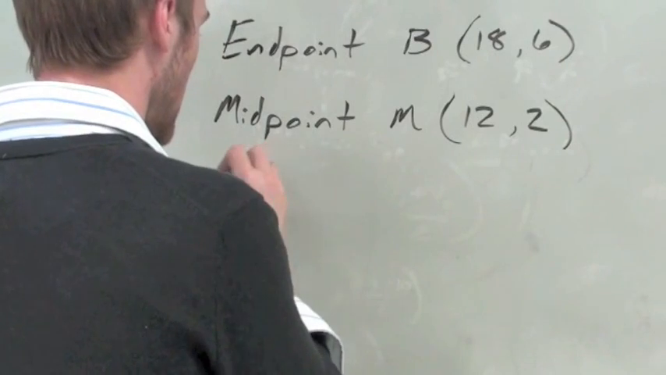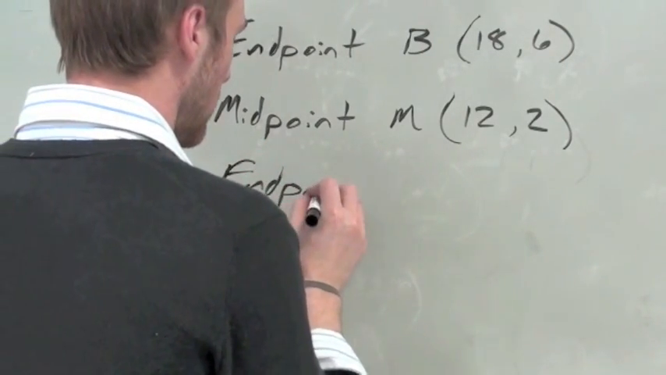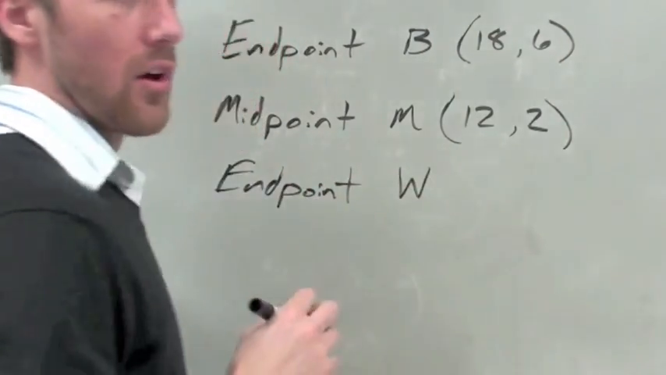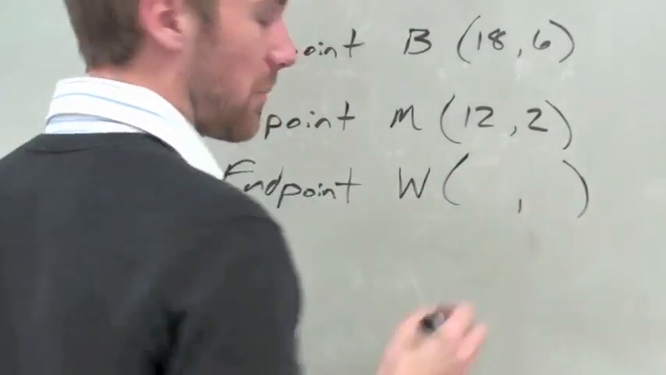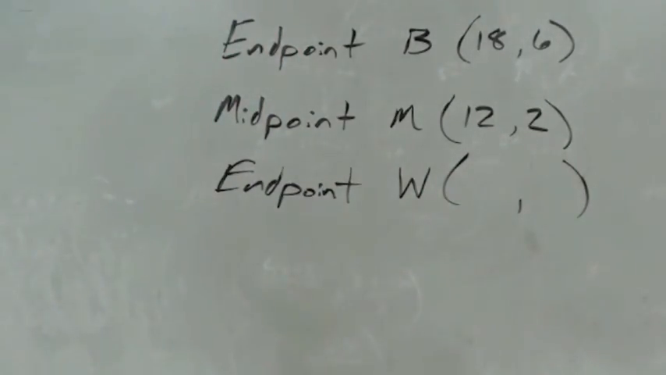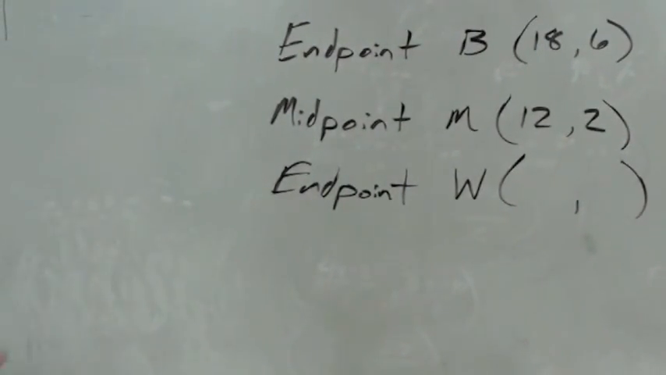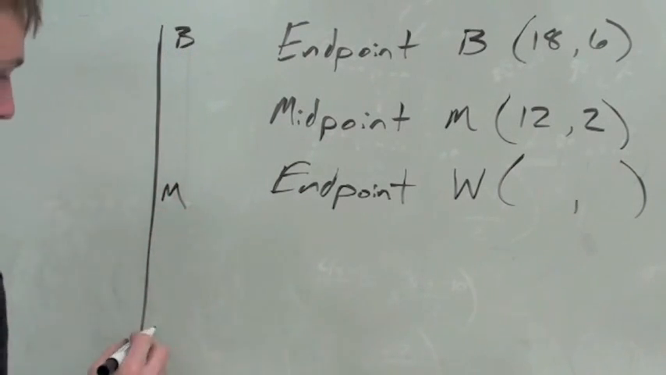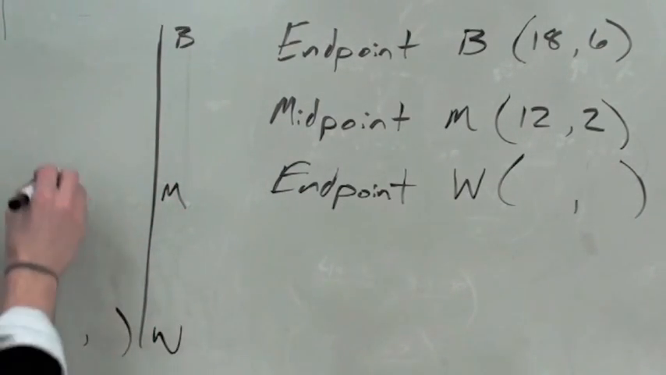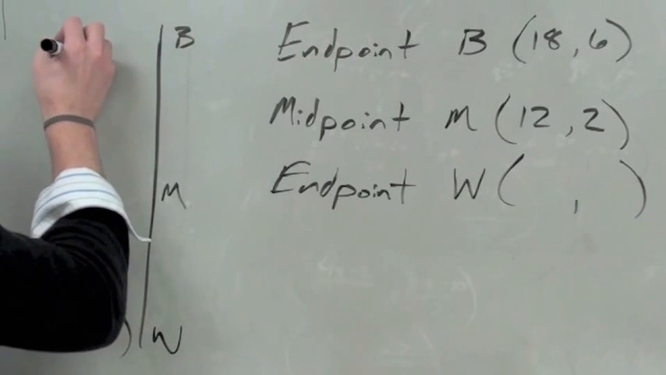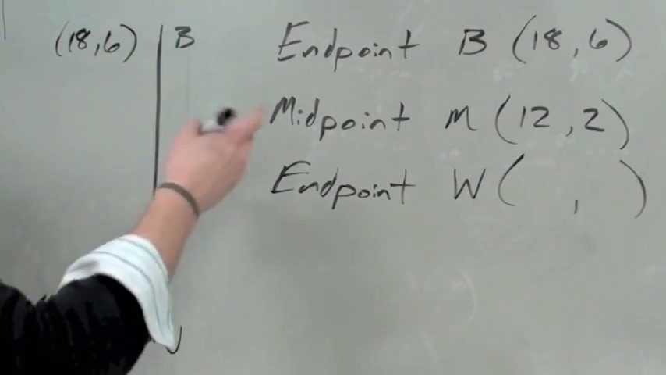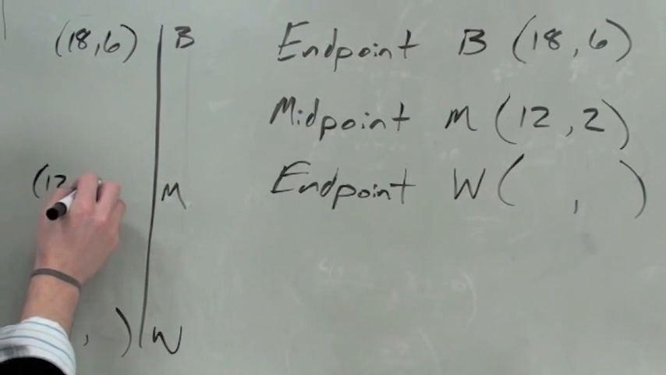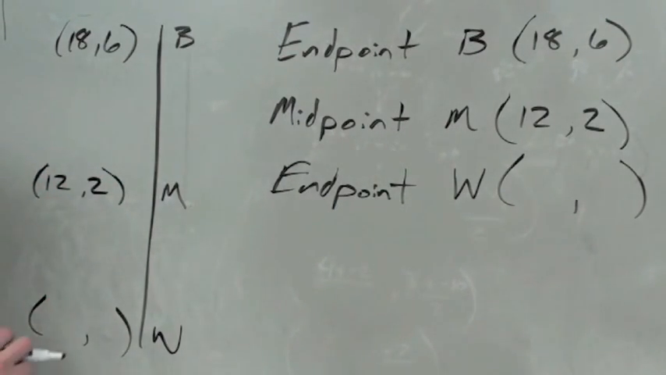You need to find endpoint W. All right? So, to find that, there's a couple different things you could have done. Now, I personally like the line one, so that's what I'm going to do. So, let's do that. We draw our line. We got B. We know M is in the middle, and W is down here. We know B is at 18.6. Midpoint M is at 12.2. And we got to find W.